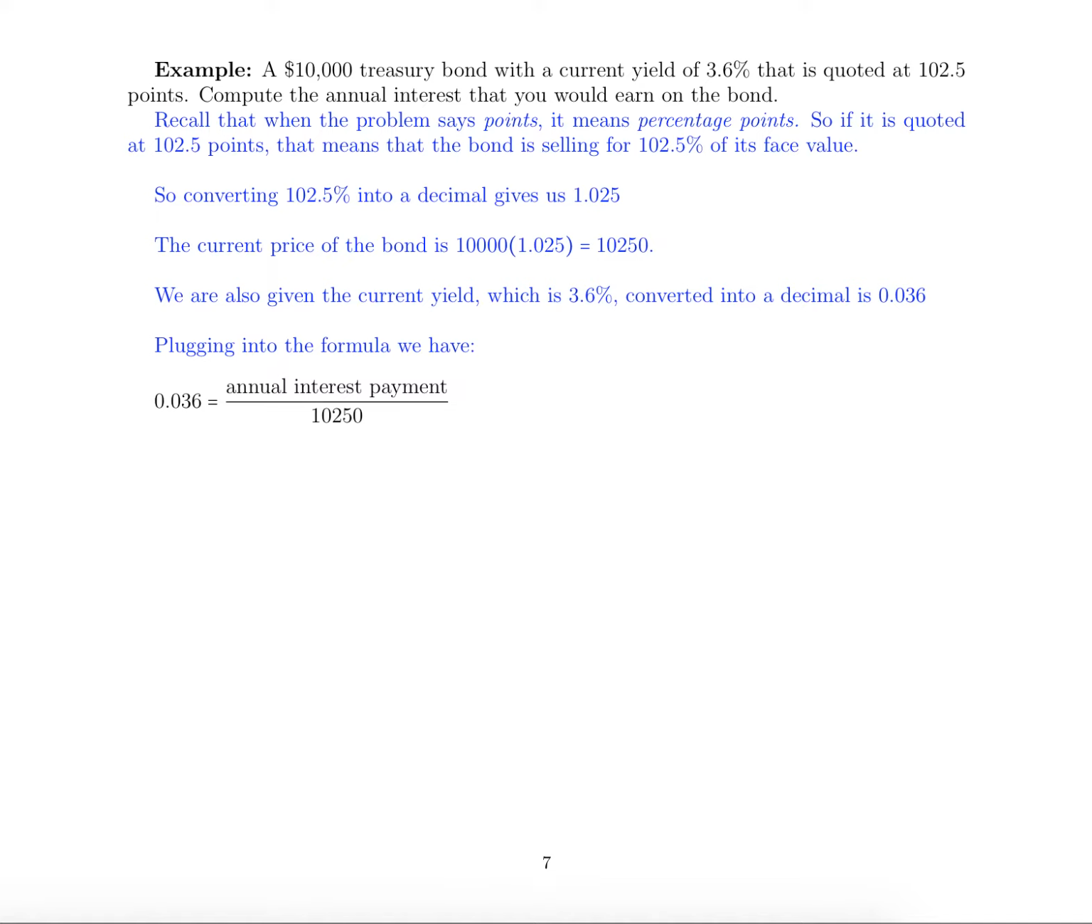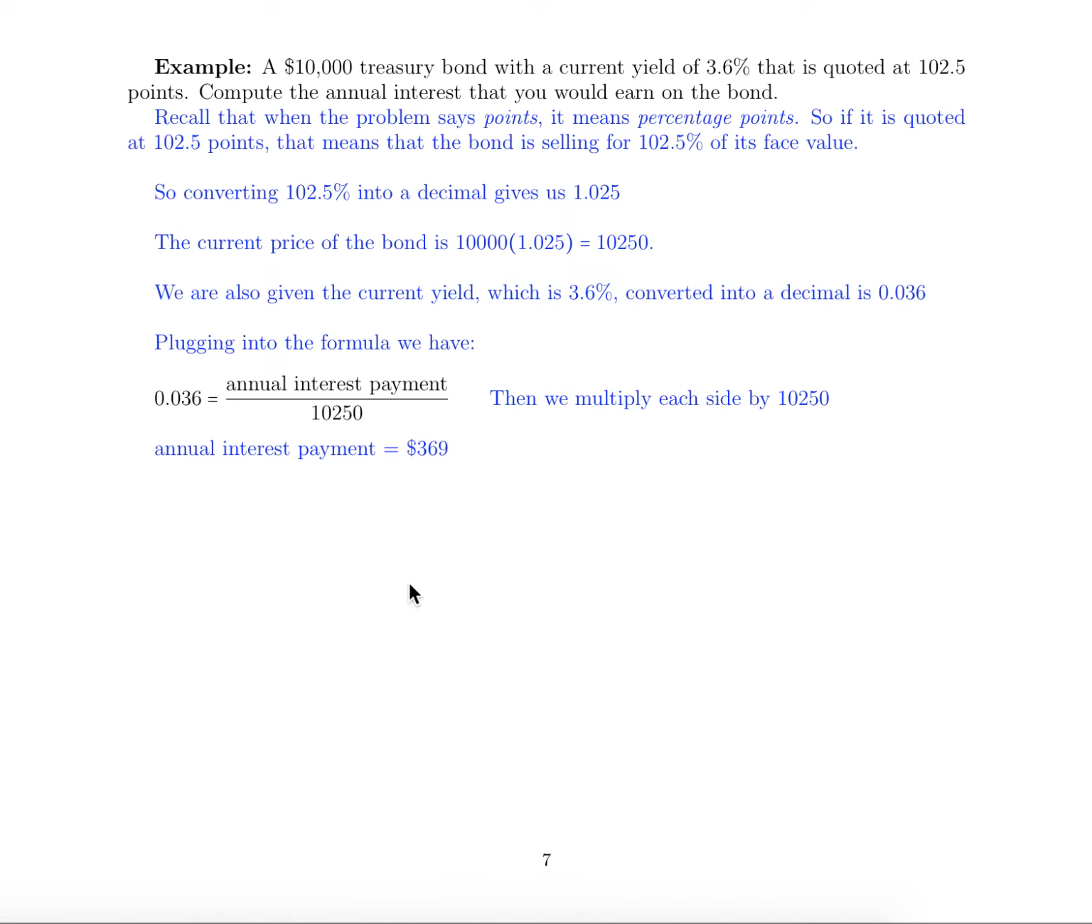So what do we do next? We're going to multiply each side by 10,250. When you put that into a calculator, what do you get? Well, hopefully, you get $369. So 10,250 multiplied by 0.036 is $369. All right? Okay.